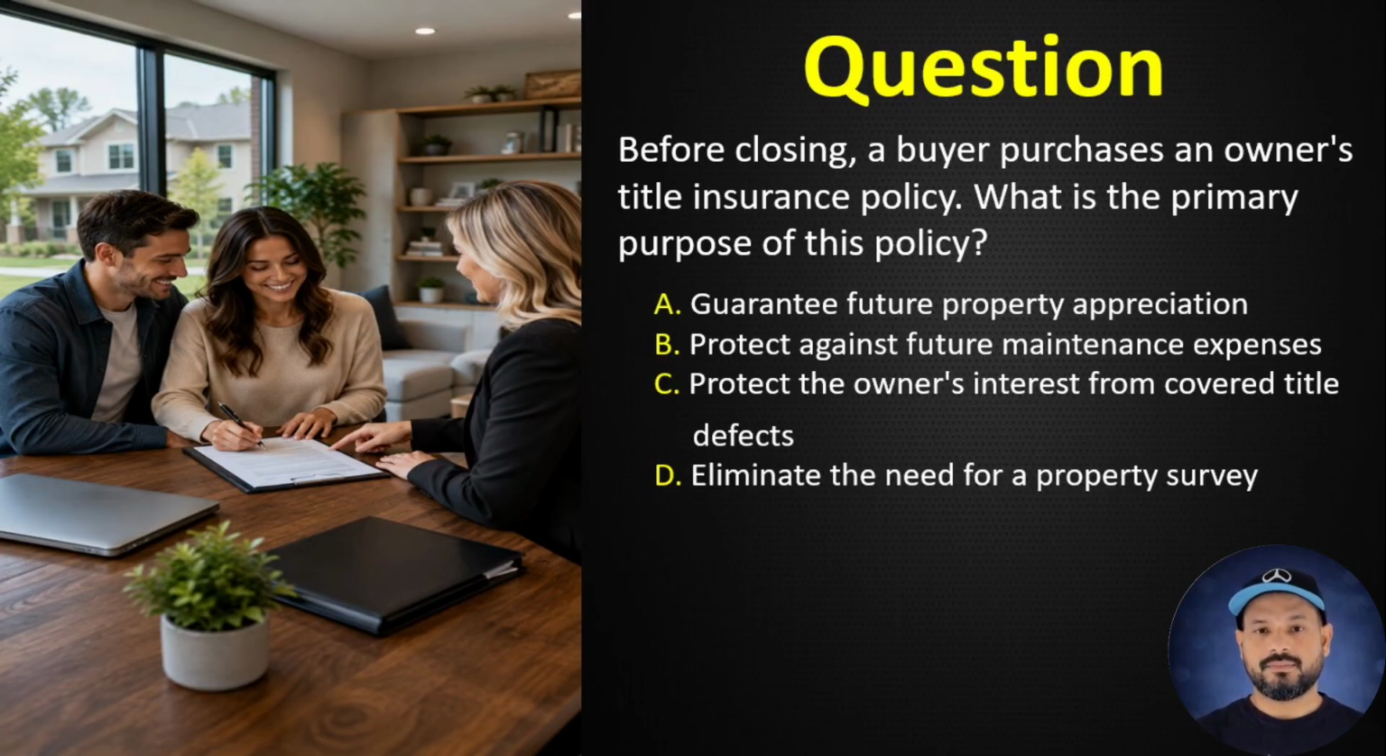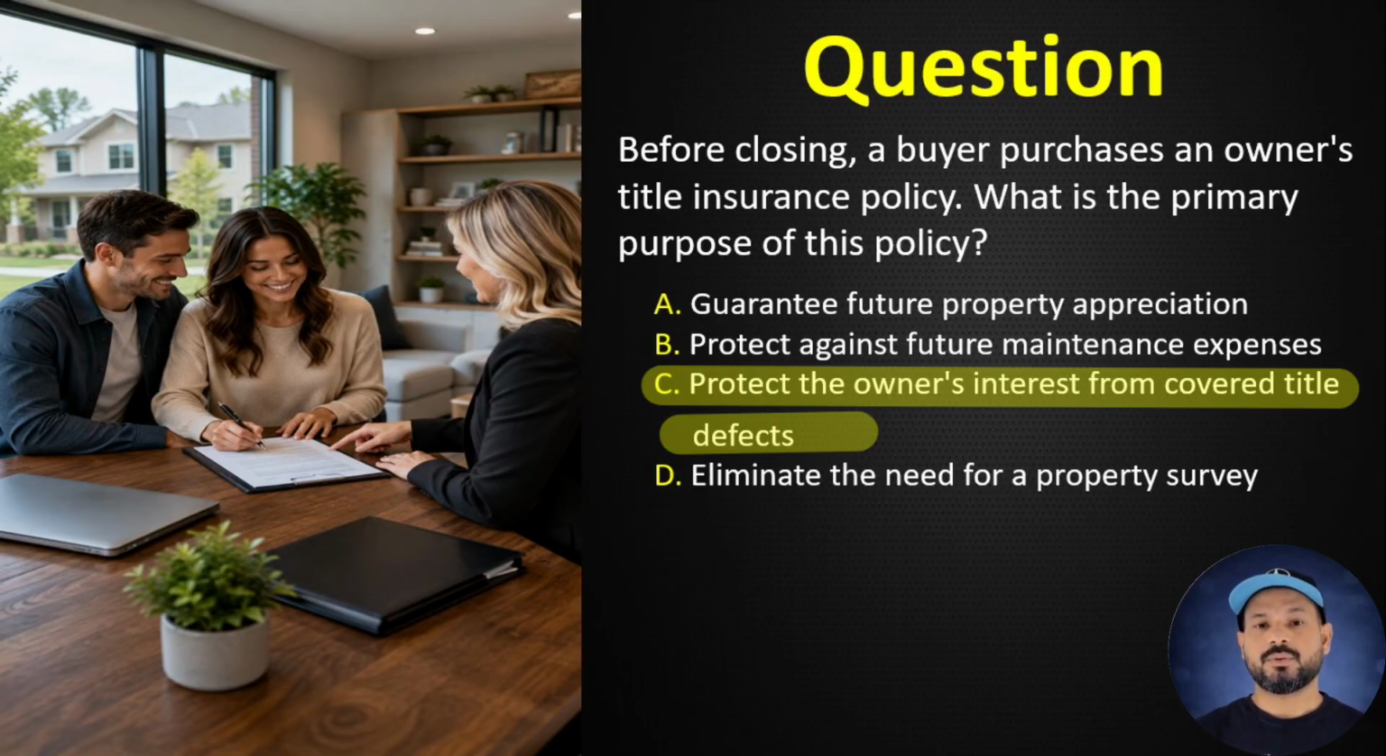Question number 50. Before closing, a buyer purchases an owner's title insurance policy. What is the primary purpose of this policy? A, guarantee future property appreciation. B, protect against future maintenance expenses. C, protect the owner's interest from covered title defects. D, eliminate the need for a property survey. Correct answer C, protect the owner's interest from covered title defects. Owner's title insurance protects against covered title problems that existed before ownership transferred.